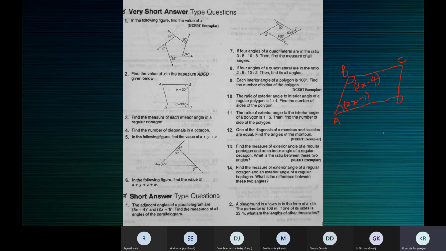The adjacent angles of a parallelogram are given to us, and we have to find the measure of all angles of the parallelogram.